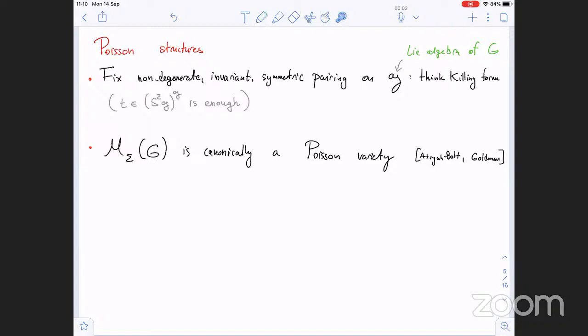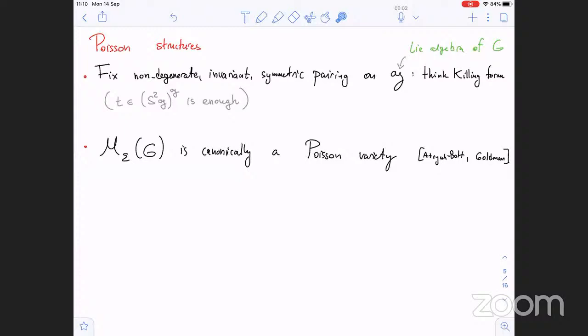And then there is a canonical Poisson structure on this moduli space, which was given by Atiyah and Bott for surfaces without boundary, and there it is symplectic. But if you have a surface with boundary, you get just a Poisson structure. There is a slight generalization one can do, where it's not necessary to have a non-degenerate invariant pairing, because what one uses in the construction is actually the inverse of this pairing. So it's enough to take just an element of the second symmetric power of G, but invariant.